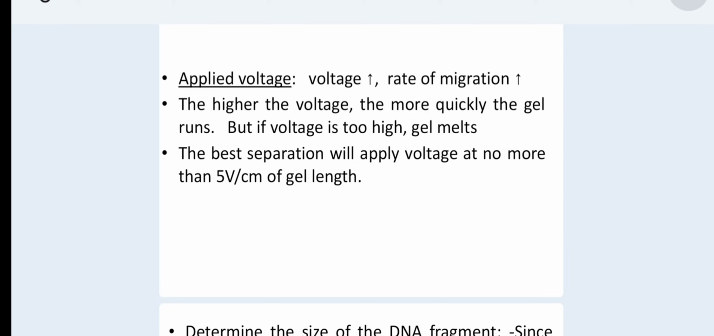Then the voltage applied: the higher the voltage, the more quickly the gel runs. But if the voltage is too high, the gel melts. For the best separation, apply a voltage of not more than 5 volts per centimeter of gel length.